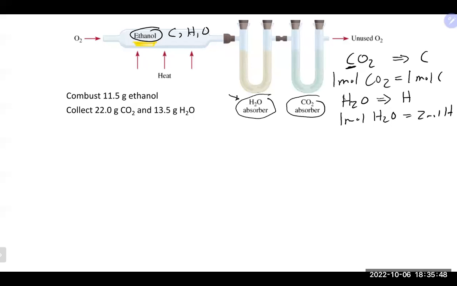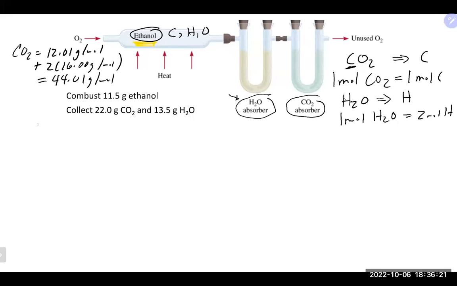These are obviously mole-to-mole relationships, which means the first thing I need to do with my CO2 and water is convert them into moles. So we will need the molar mass of CO2 and water. CO2 is 12.01 grams per mole plus 2 times 16 for the oxygens, and roughly we'll go with 44.01 grams per mole. Hopefully.